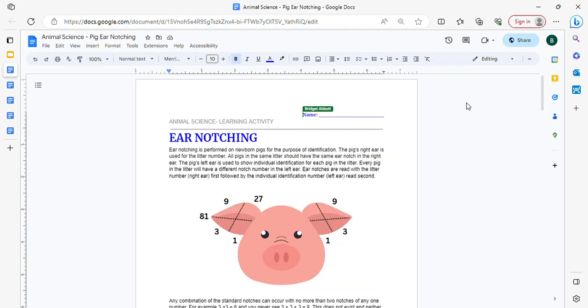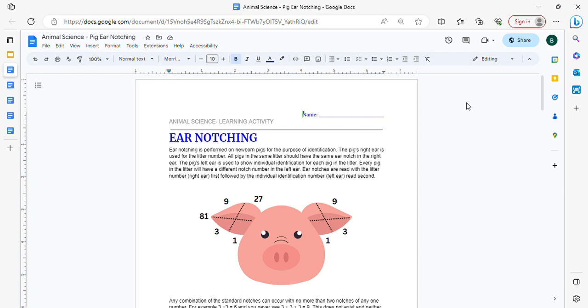Ear notching is performed on newborn pigs for the purpose of identification. The pig's right ear is used for the litter number. As we're going through this, remember that this is the pig's right ear. It's not like what you're looking at on the paper. It's not like the right side of the paper. It is the pig's right ear, so it's going to be opposite of the paper.